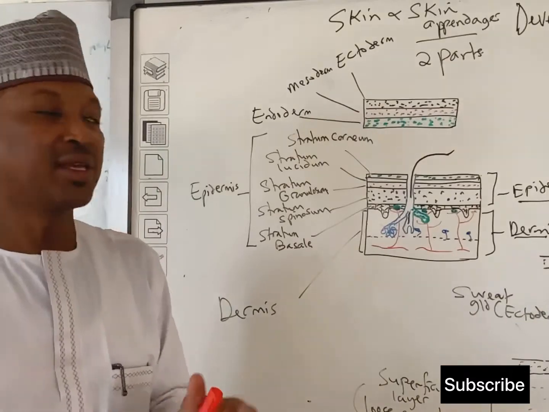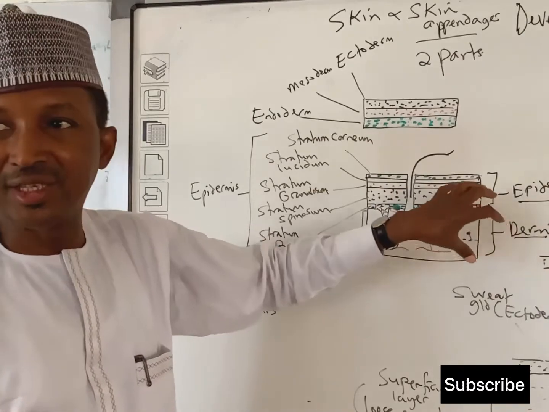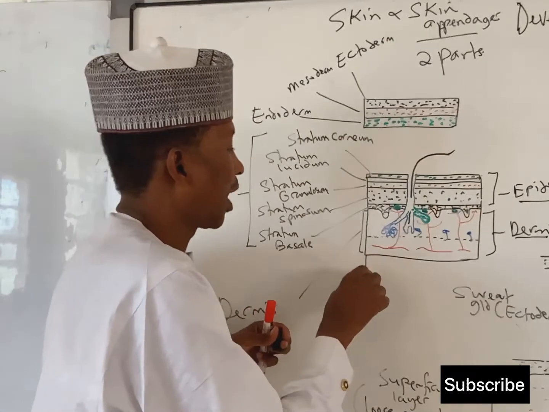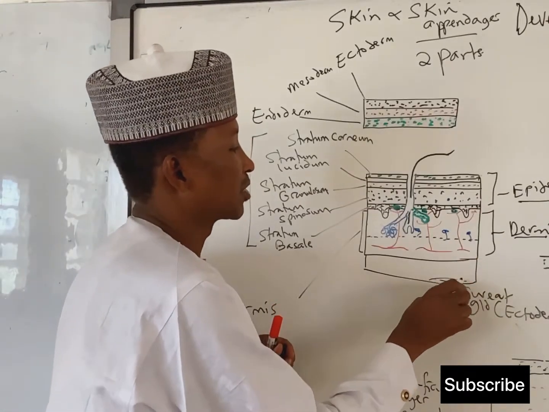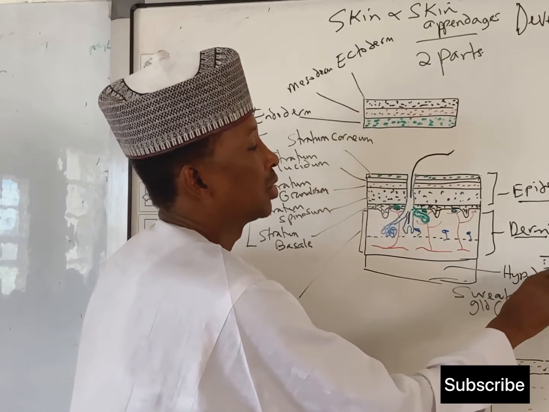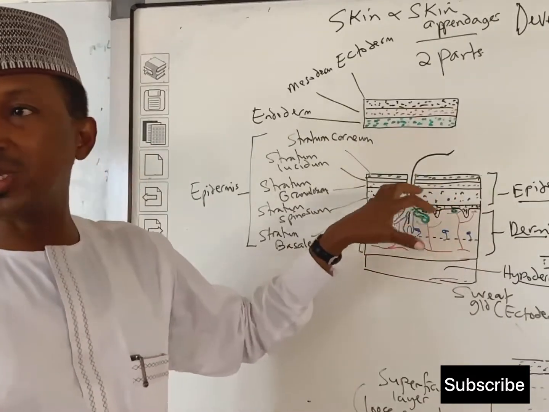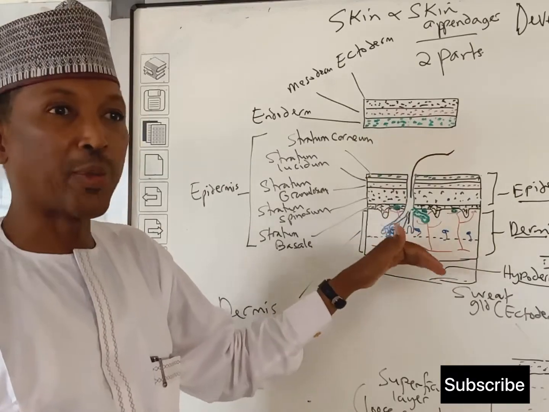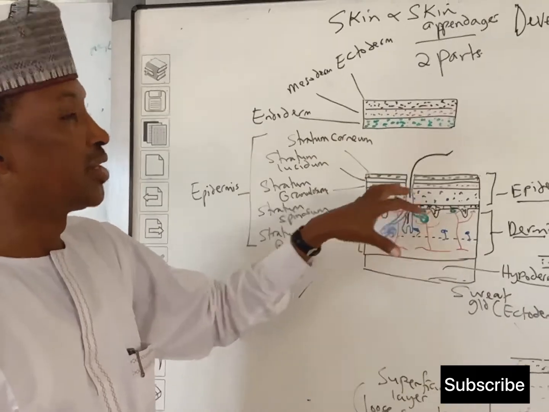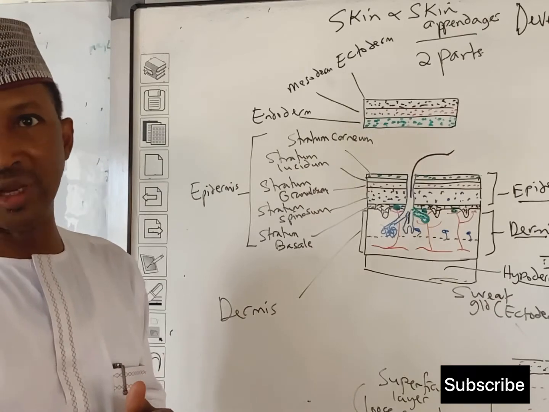So the epidermis is the first layer of the skin, then followed by the second layer, which is the dermis. Below the dermis, we have what we call hypodermis, lying below the dermis. So hypo means below. So the dermis is in between the epidermis and the hypodermis, and the hypodermis is below the dermis. So these are the three key things that we're talking about with regard to skin development.